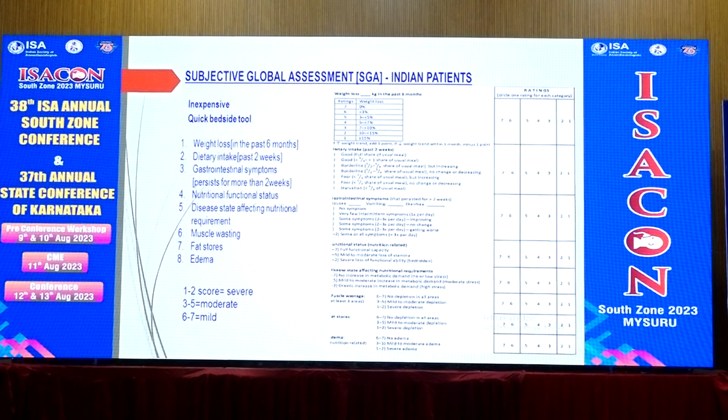Subjective global assessment is used in Indian patients because it is an inexpensive and quick bedside tool. The parameters taken for the scoring system are weight loss, dietary intake, gastrointestinal symptoms, nutritional functional status, and muscle wasting and fat scores. A score of 1 to 2 is severely malnourished, 3 to 5 is moderate, and 6 to 7 is mild.